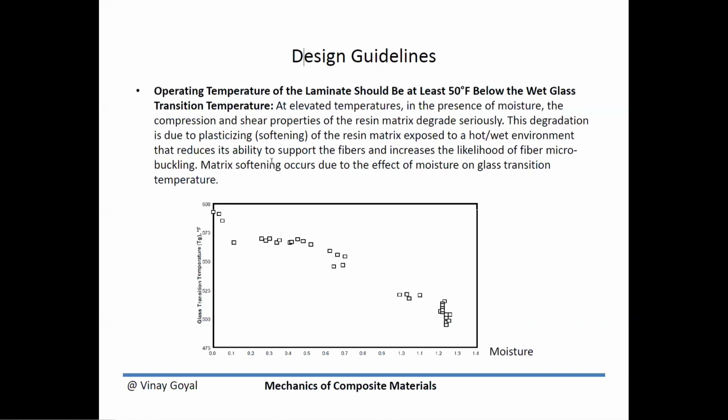It's very important to understand that with increased moisture, your Tg is dropping. But in addition to that, the strength can also be impacted by the effects of moisture and heat. And so again, it's very important to try to keep the operating temperature of the composite with some margin against the wet glass transition temperature.